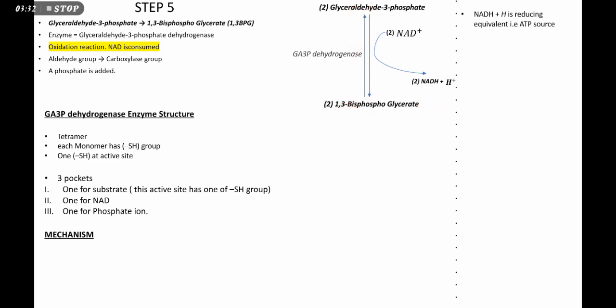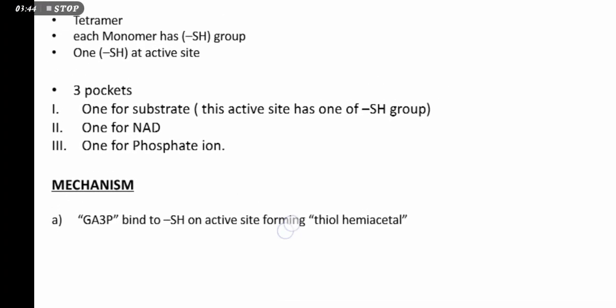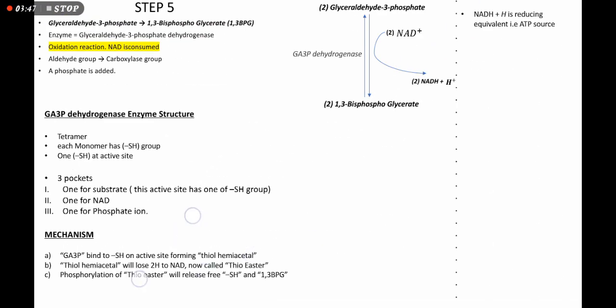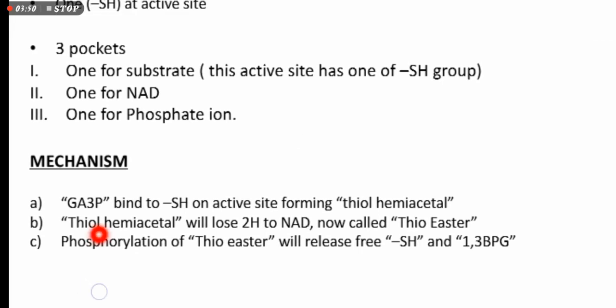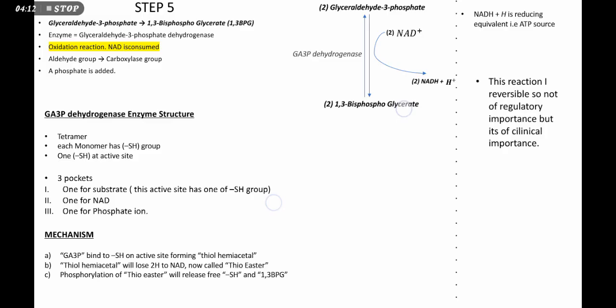What is the mechanism of this reaction? Very simple. When glyceraldehyde 3-phosphate binds to SH on the active site, that is the thiol group on the active site, it forms a compound called thiol hemiacetal. Let me zoom that in. Thiol hemiacetal will lose its 2H to NAD, so NADH plus H will be formed, and now the compound will be called thioester. The thioester compound will be phosphorylated and release a free thiol group and 1,3-BPG. This is the mechanism of conversion of this compound inside the enzyme glyceraldehyde 3-phosphate dehydrogenase.